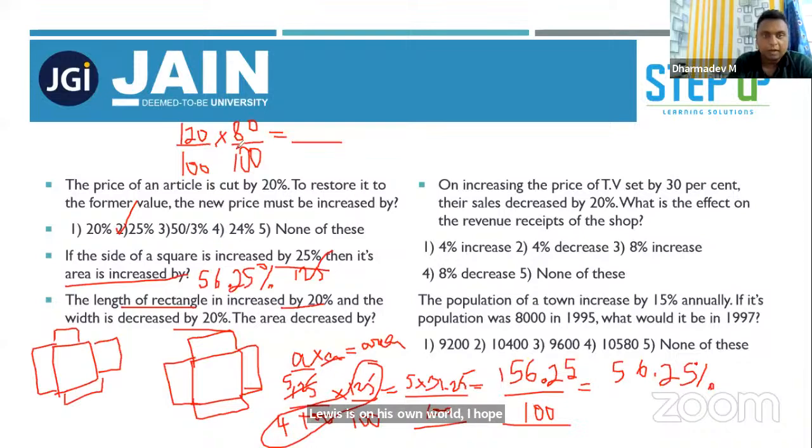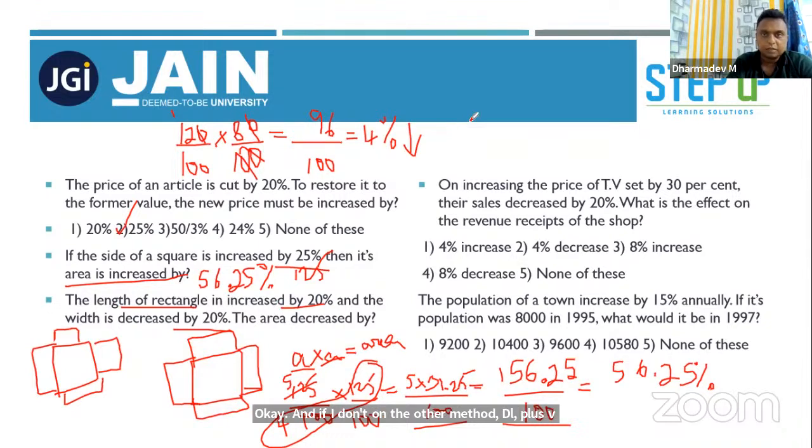Yes, more than 100 means it's 100%. By simplifying that, I can say that 8 into 2, 16. 96 by 100, that means 4% loss. And if I do it on the other method, L plus B plus LB by 100, or L plus W plus LW by 100.